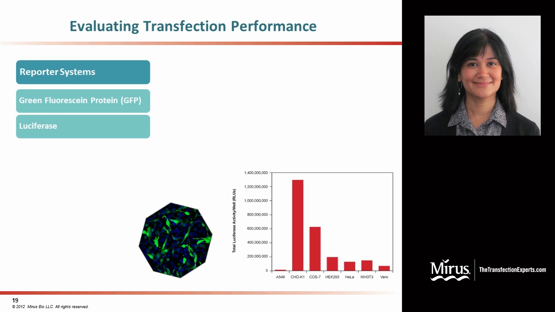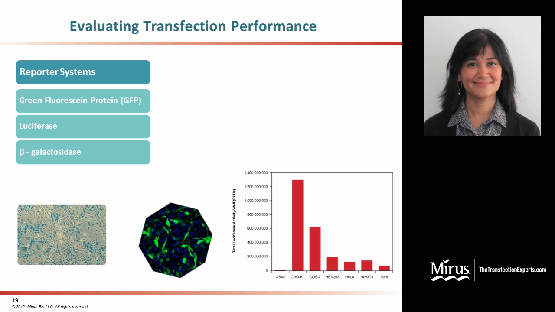A less commonly used reporter system that is used by labs is the beta-galactosidase assay system. Again, it can be qualitatively assessed by simply staining your cells blue using a colorimetric substrate called X-gal, or you can also do quantitative measurements using a variety of chemiluminescent and colorimetric substrates that are available for the beta-galactosidase enzyme.